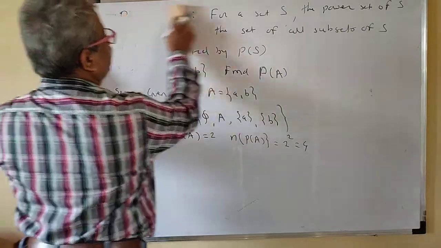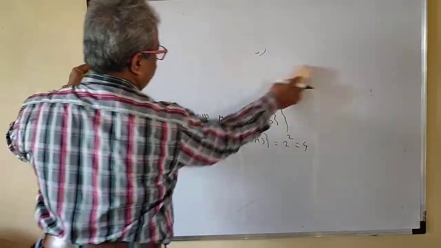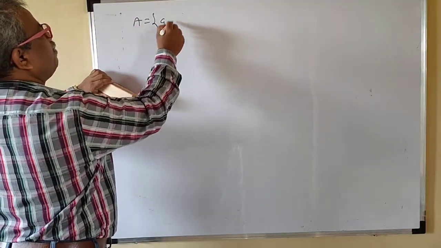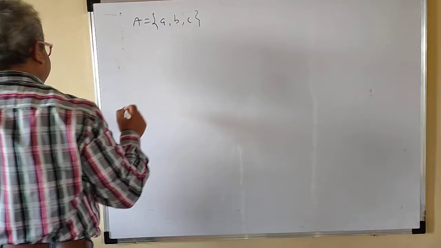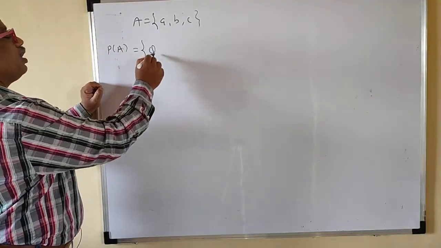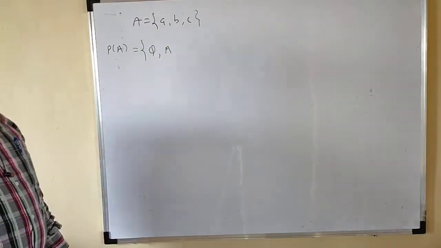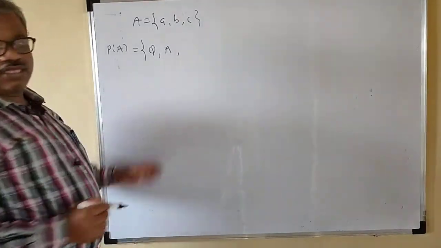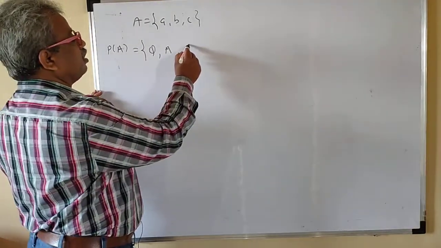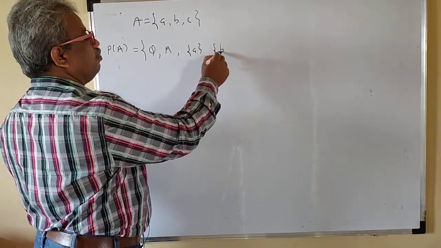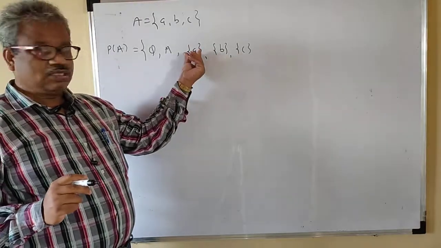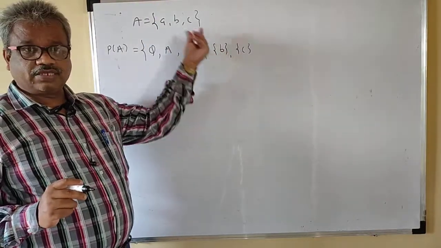Now we'll check by taking 3 elements. We'll take 3 elements and find the power set of that. So we'll take A is equal to {a, b, c}. You may take 1, 2, 3. Now we want to determine the power set of A. We know that the empty set and A are always subsets. So what will we do? We'll take the singleton sets. I will take singleton {a}, singleton {b}, and singleton {c}. Singleton {a} is a subset of A, and singleton {b} is a subset of A.